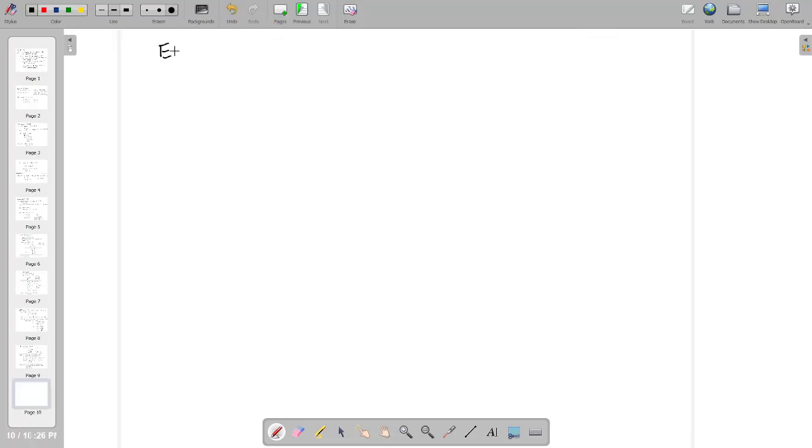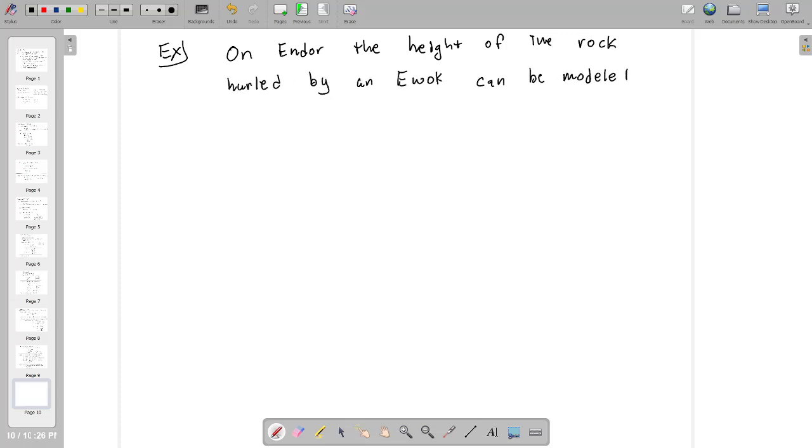Now let's do an example where we use the discriminant in an unusual way. On Endor, the height of the rock hurled by an Ewok can be modeled by h of t is equal to negative 9t squared plus 45t. You can sort of ignore the h of t as a concept right now. It's not really that important.